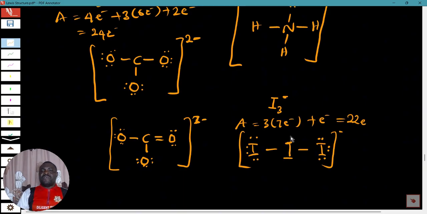Now, how many electrons have we spent? This is 8 electrons, and this is what? 8 electrons, giving us what? 8 plus 8, 16 electrons. 16 from 22, that will be 6 electrons. So we are going to have 3 lone pairs. This is 1 lone pair, this is the other lone pair, and this is the third lone pair. So this is the Lewis structure of I3 minus.